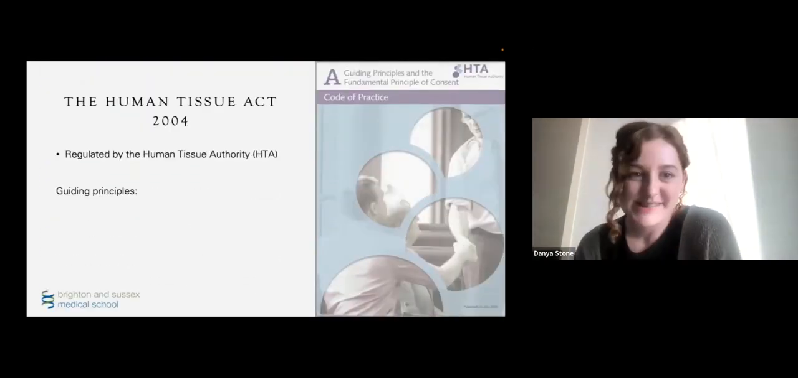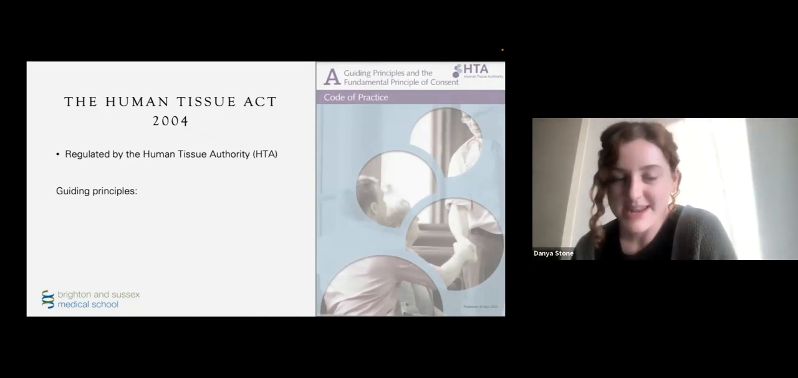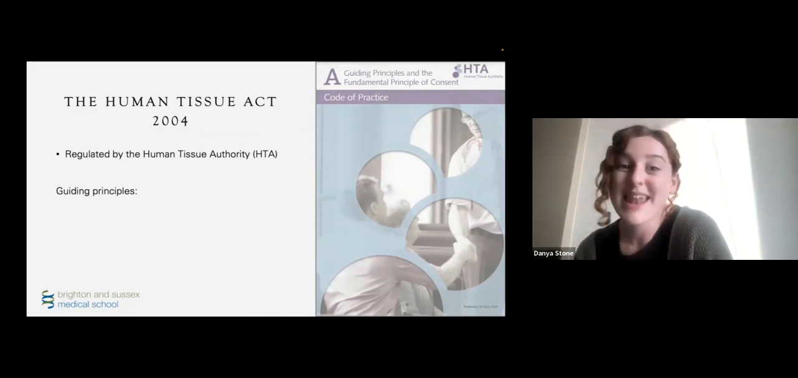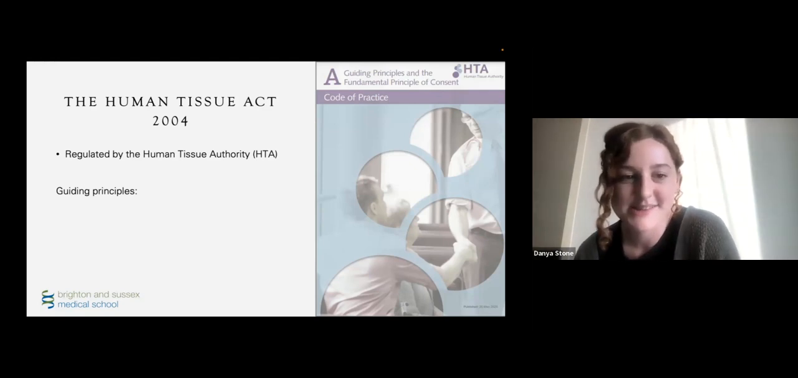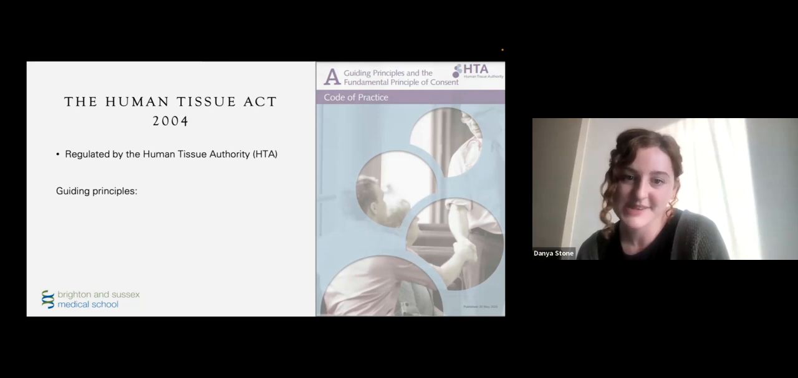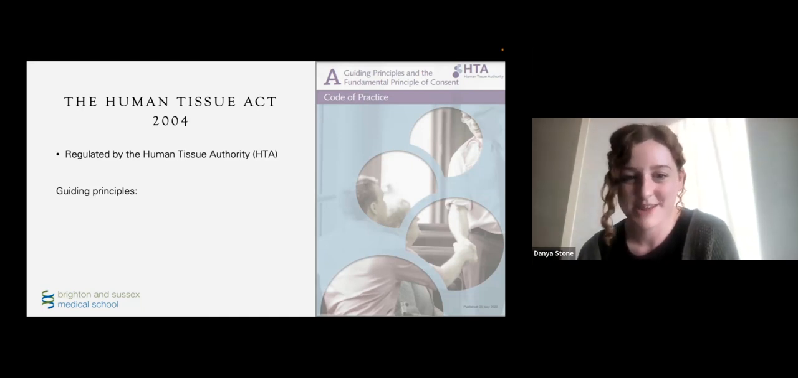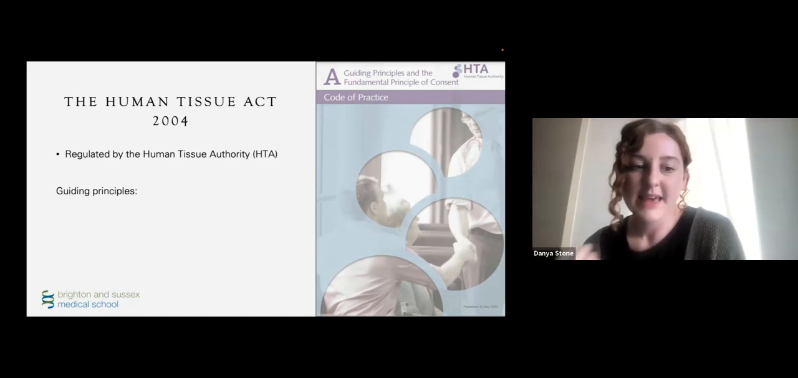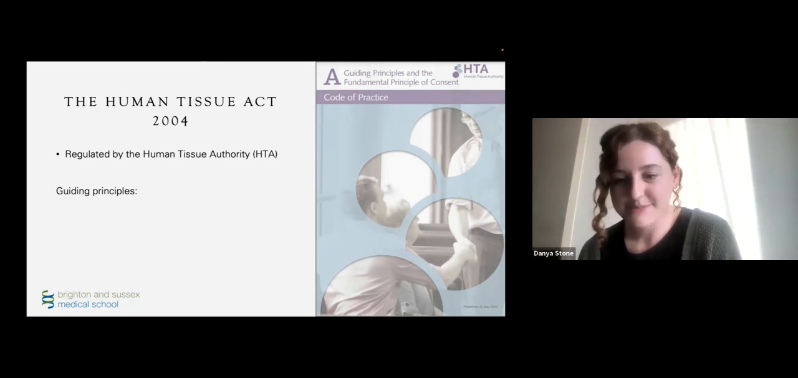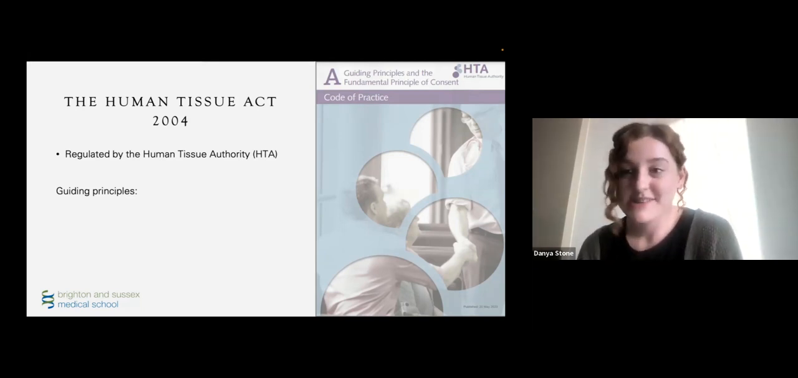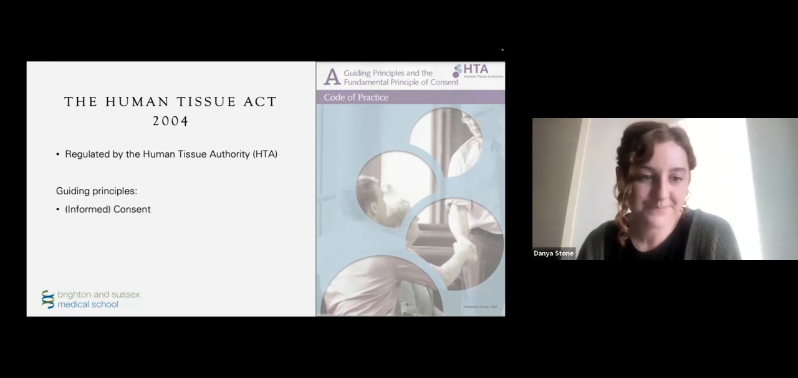And what is the current legislation? So the Anatomy Act was updated or replaced by the Human Tissue Act in 2004. And the Human Tissue Act is regulated by the Human Tissue Authority. So we have a lab that is licensed by the Human Tissue Authority, and it's regulated by the Human Tissue Authority. And we have 4 key guiding principles that guide everything we do in the anatomy lab.